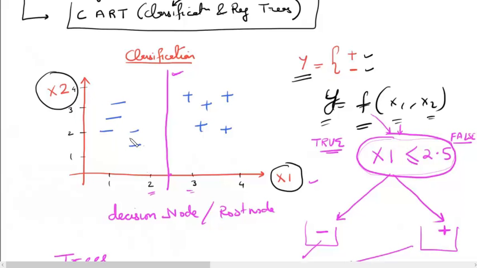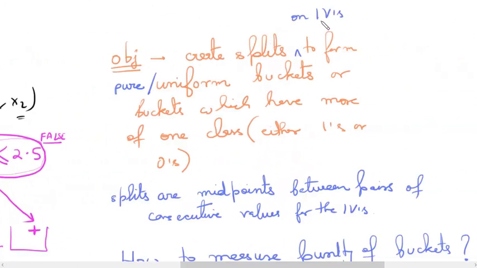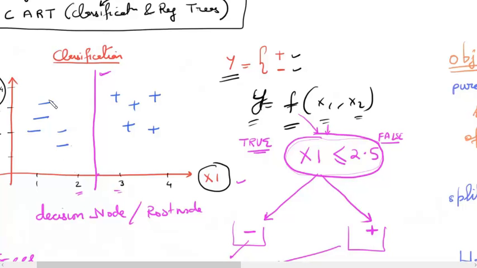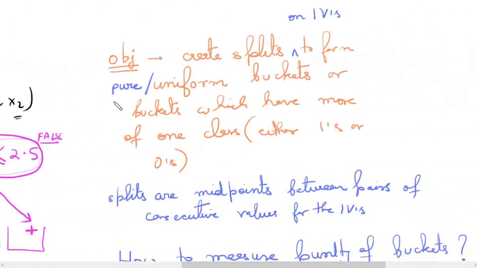Y is our plus and minus. The separation of plus and minus is the result of the split, but the splits are actually being made on the independent variables. So create splits on independent variables to form pure or homogeneous buckets. What do I mean by pure or homogeneous buckets? Buckets which entirely consist of either pluses or minuses. This is what the decision tree tries to do, but it may not be successful all the time, but that is the goal, so that it can form pure or homogeneous buckets.